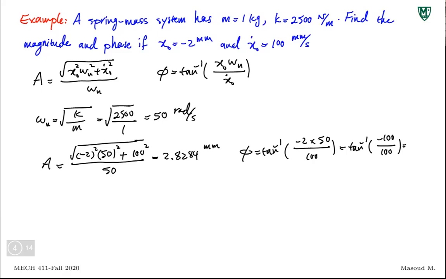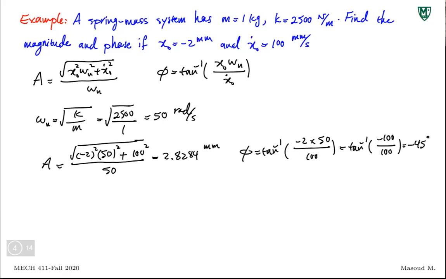Anyone can tell me that? Just want to double check the equation. Negative 45 degrees. So what do we get for that? Negative 45 degrees, yes. So this becomes minus 45 degrees.